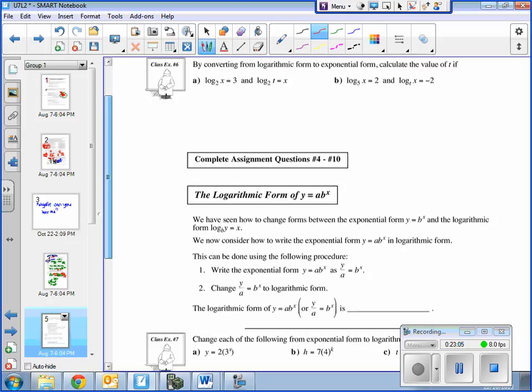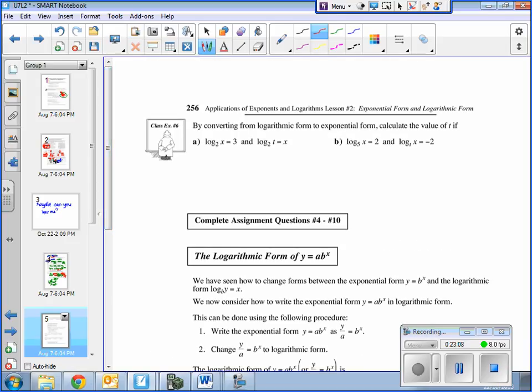Okay, so let's finish this off quick and then have a work period. So by converting from log form to exponential form, calculate the value of t. Okay, so let's put these both into exponential form. We have to figure out what x is to be able to put into the second one to figure out t. So this is just a two-step process. Let's look at this first one.